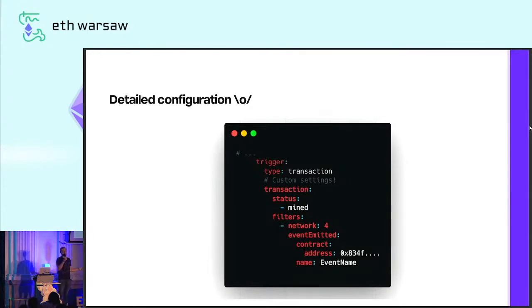So for example, if you tested on the test network, in this case Rinkeby, and then decided to go with the mainnet, you just need to change the network number, network ID, and the address, and everything stays the same. So that's it.